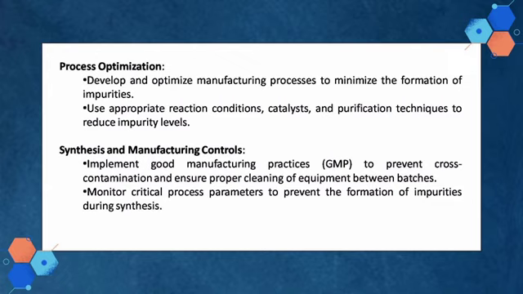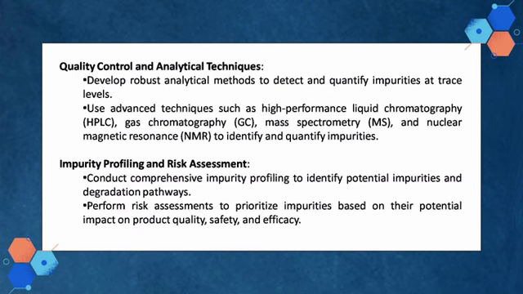Third, synthesis and manufacturing controls. Under this, implement good manufacturing practices, GMP, to prevent cross-contamination and ensure proper cleaning of equipment between batches. Monitor critical process parameters to prevent the formation of impurities during synthesis. Fourth, quality control and analytical techniques. Under this, develop robust analytical methods to detect and quantify impurities at trace levels. Use advanced techniques such as high-performance liquid chromatography, HPLC, gas chromatography, GC, mass spectrometry, MS, and nuclear magnetic resonance, NMR, to identify and quantify impurities.